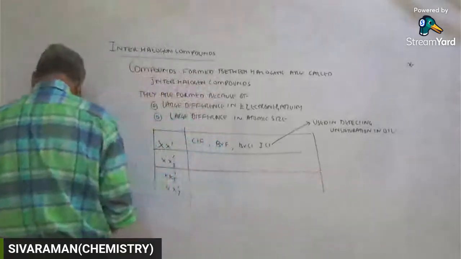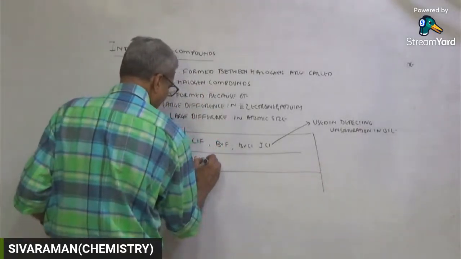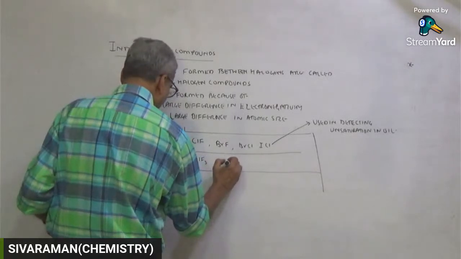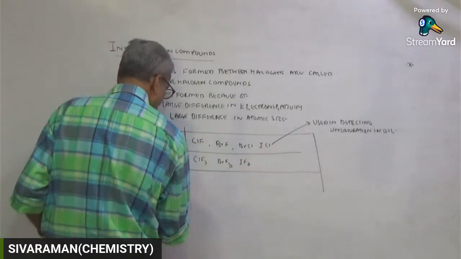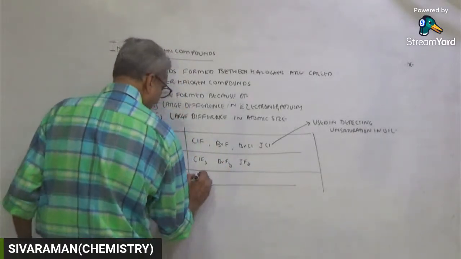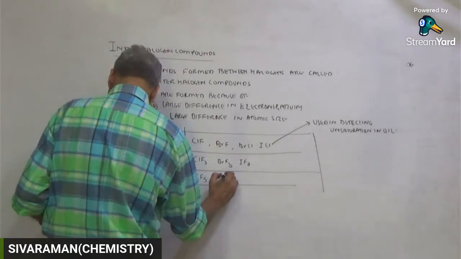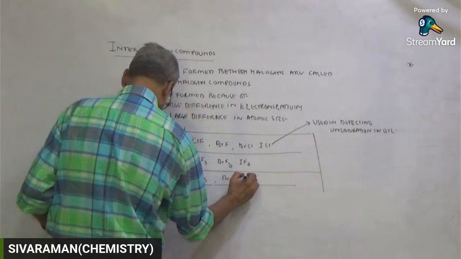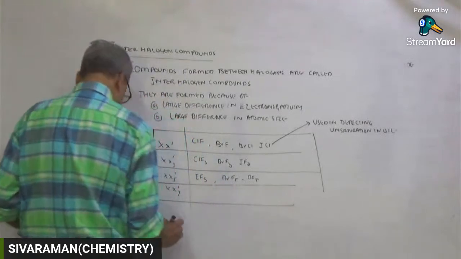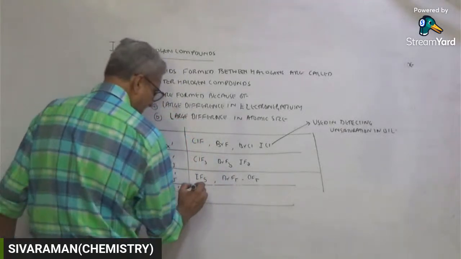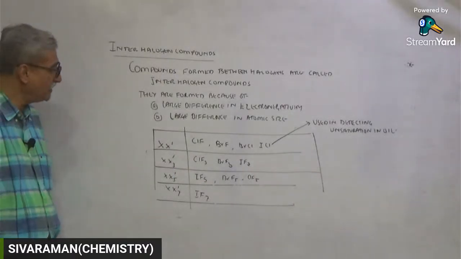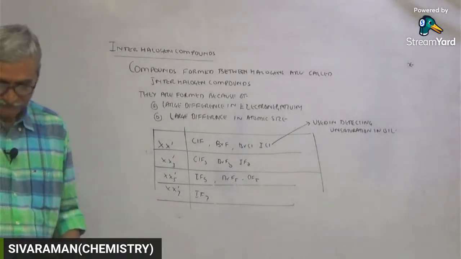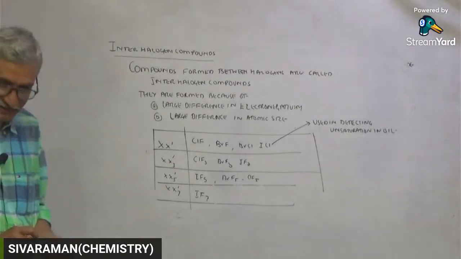Then when we talk of XX'3, you will have ClF3, BrF3, IF3. Okay. Then you have XX'5, you have IF5, iodine pentafluoride, bromine pentafluoride, and chlorine pentafluoride. IF7, here what happens? Only one compound is there, IF7. So these are the interhalogen compounds which are possible. So please take down. Then we'll come to preparation, structure and all that.